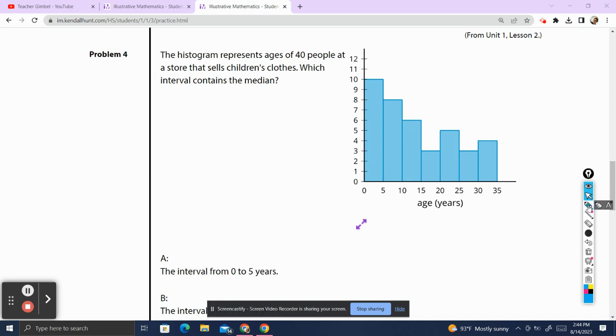So I'm going to do something that's going to help me situate myself to this data. I'm just going to write inside my histogram how many people are in each box. So I know that's a 10 right there. Let's redo it in black. I know there's 8 people between 5 and 10. I know there's 6 people here, 3 people there, 5 people over here, 3 people over here, and 4 people over here. Now I know my median value is going to be the one that's right in the middle.